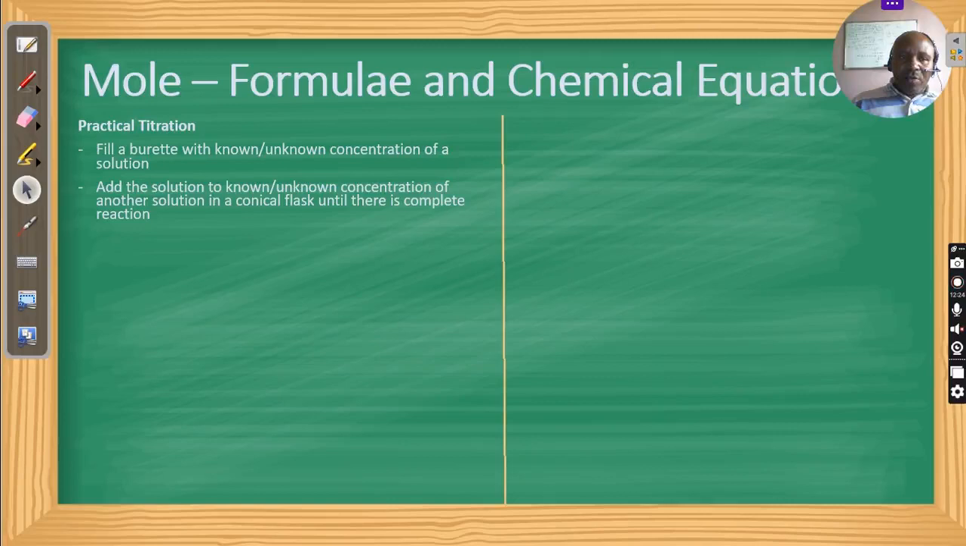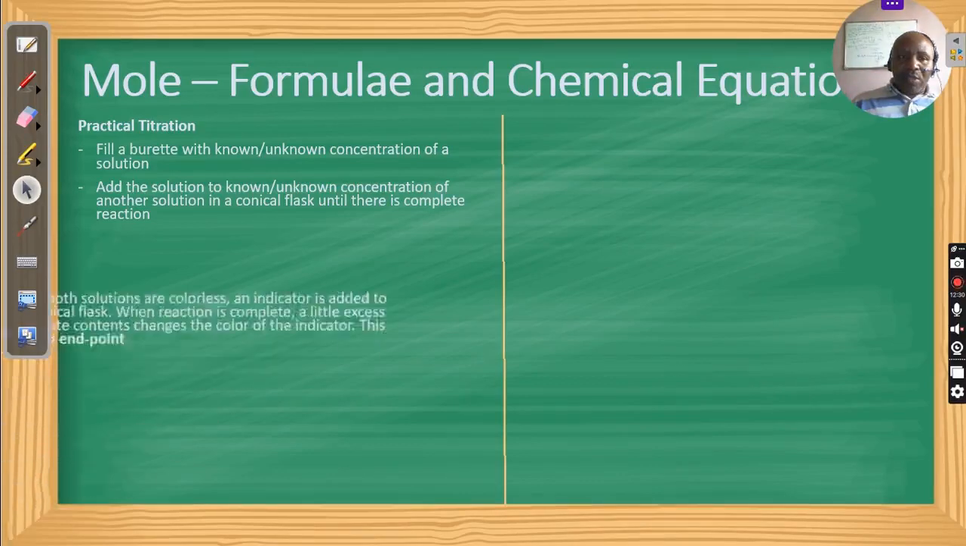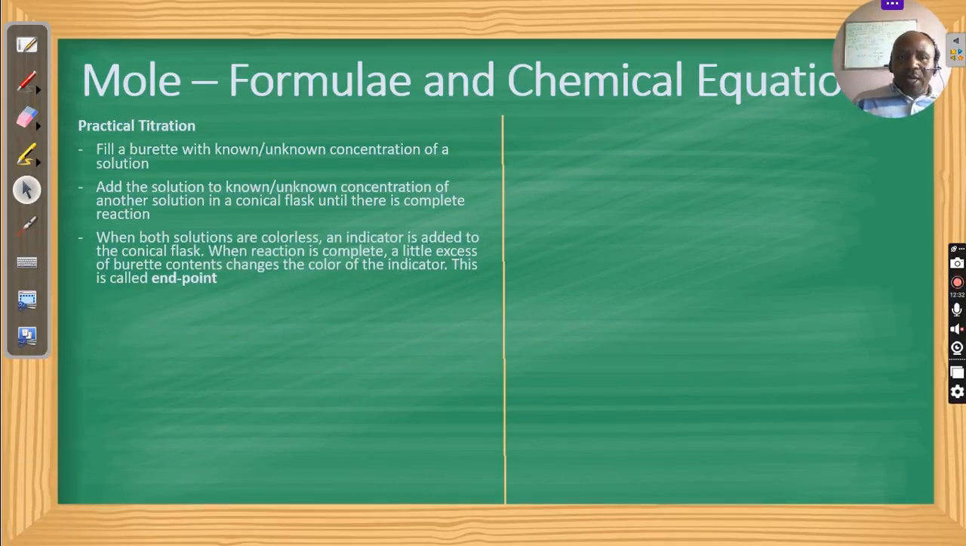Then you add the solution to an unknown concentration of another solution in a conical flask until there is a complete reaction. When both solutions are colorless, an indicator is added to the conical flask. When the reaction is complete, a little excess of burette contents changes the color of the indicator. This is called the endpoint.